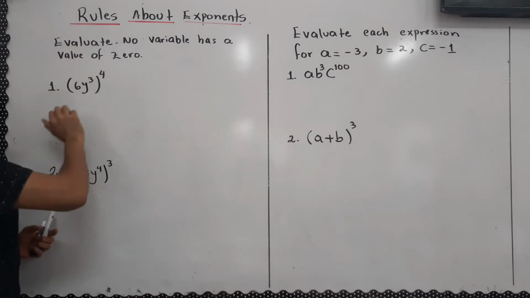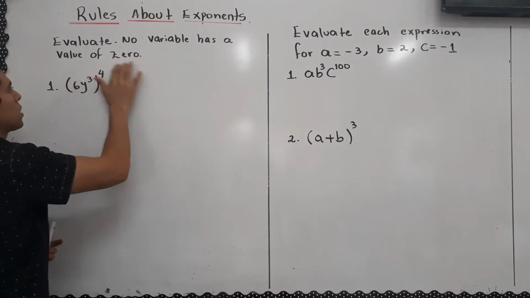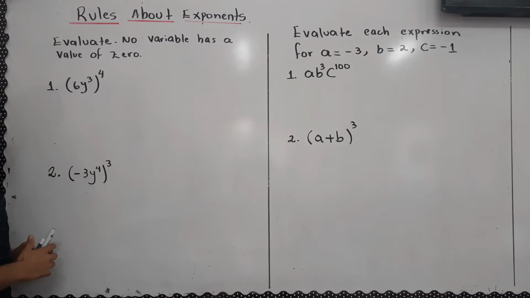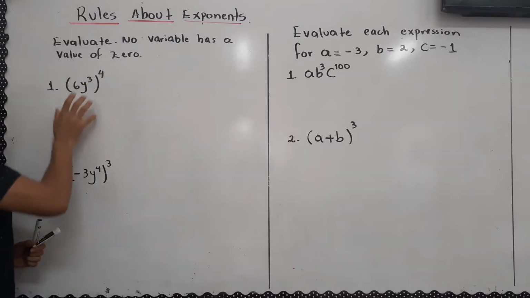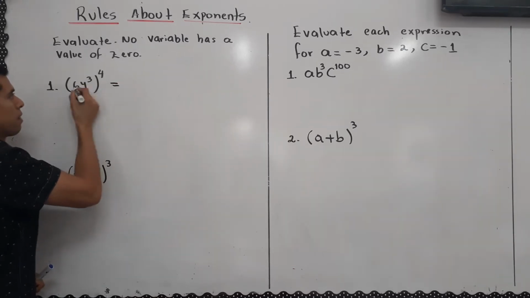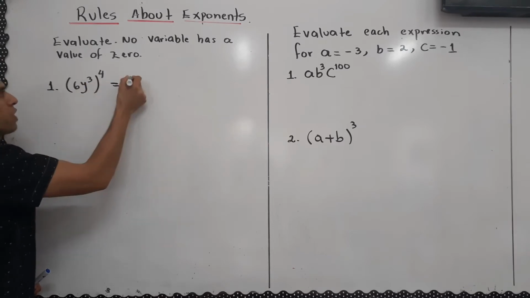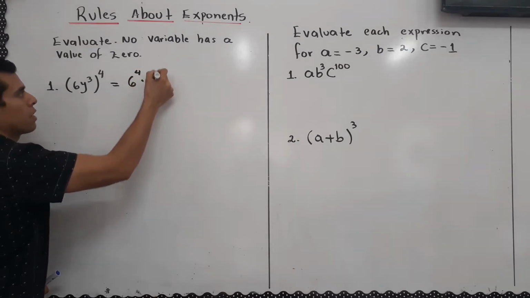So, evaluate. And here we have the notification that says no variable has a value of 0. So here, the y is not going to be 0. It is going to be a number greater than 0. For this case, you have 6y to the 3 and everything is elevated to the 4. So this is a power of a power. In this case, the 4 is affecting the 6 and this variable y. So you can separate it: 6 to the 4 times y to the 3.